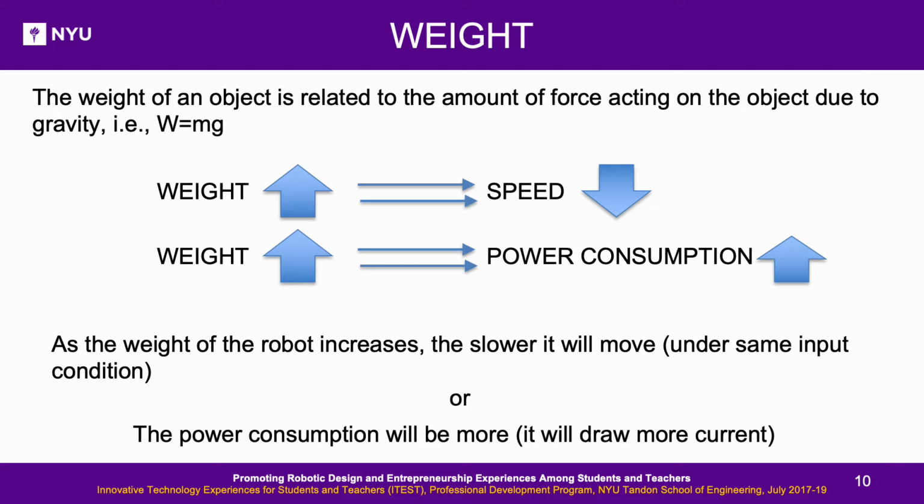Weight. The weight of an object is the force of attraction that the Earth exerts on the object. As the weight of the robot increases, the slower it will move or the power consumption increases.